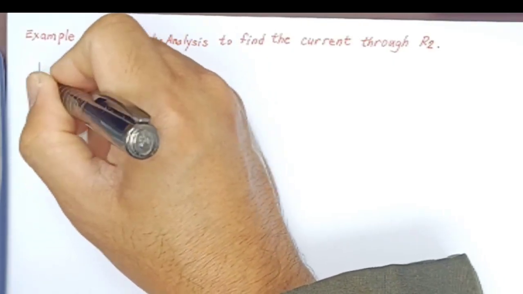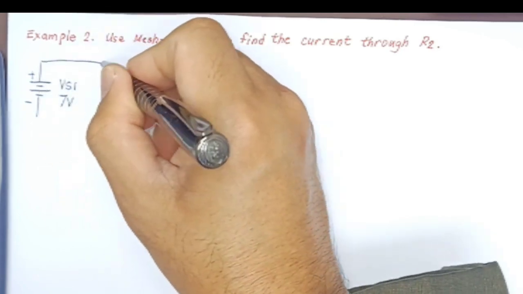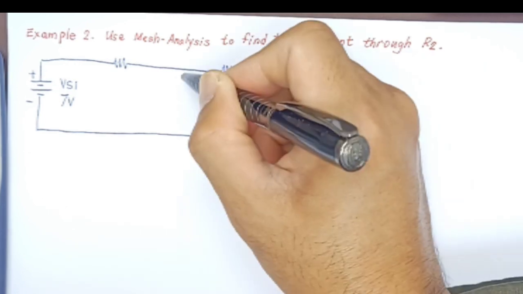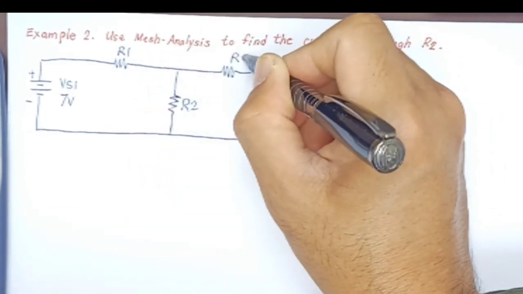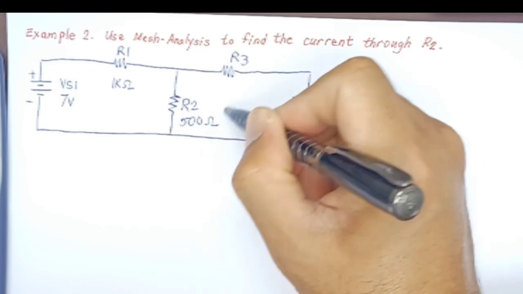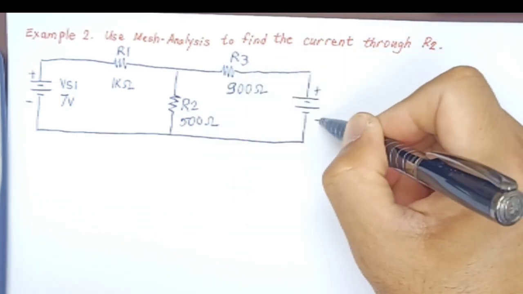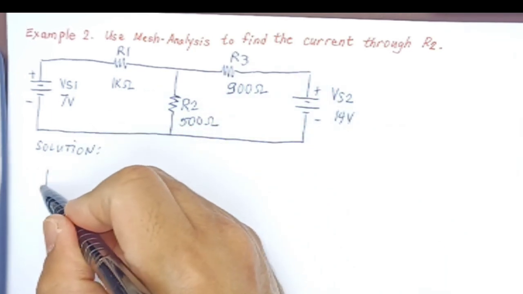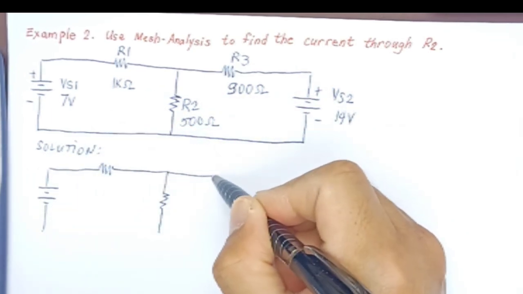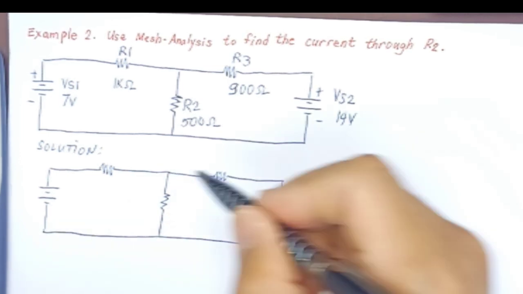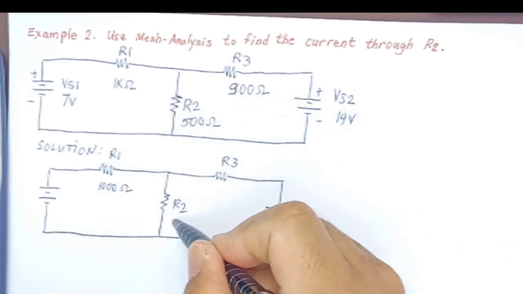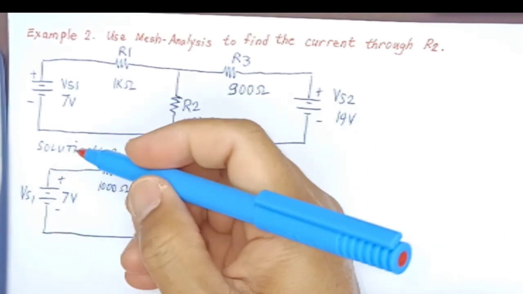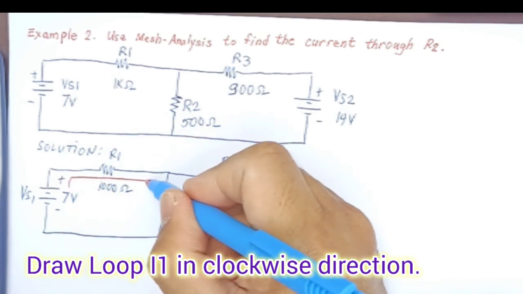So, let's draw the circuit. As shown here, we have VS1 with a voltage of 7 volts, and we connected two resistors and one in the middle resistor. We call these R1, R2, and R3 with values of 1 kilo ohms, 500 ohms, and 900 ohms. And then on the right, I put a voltage source number 2 of 14 volts. Now, to solve this problem, let's draw the circuit again, and instead of 1 kilo ohm, we put 1000 ohms to make all of the resistors have the same units.